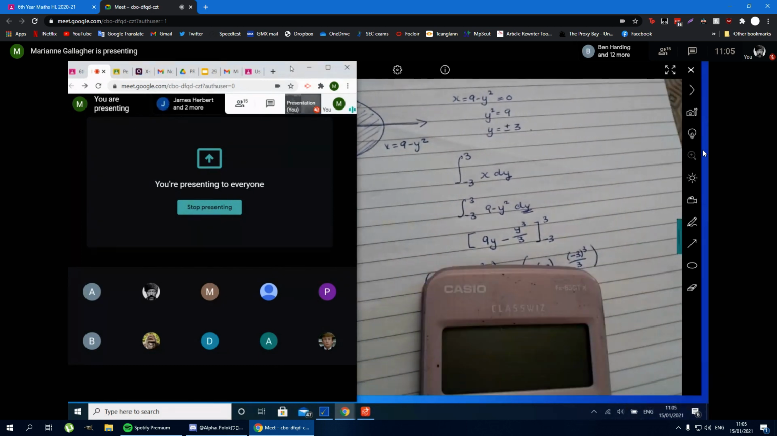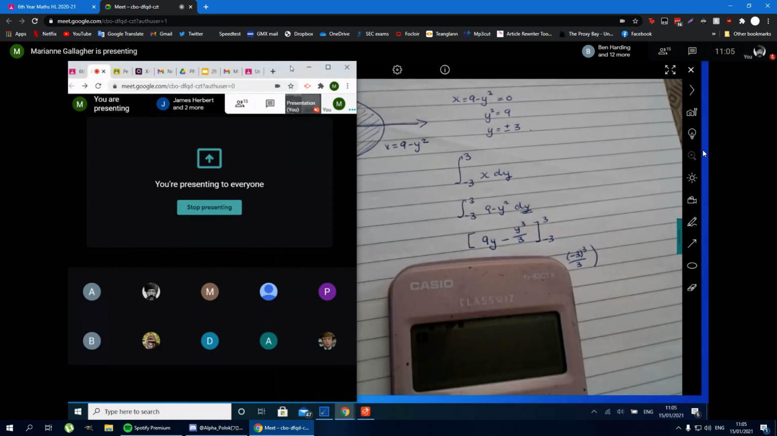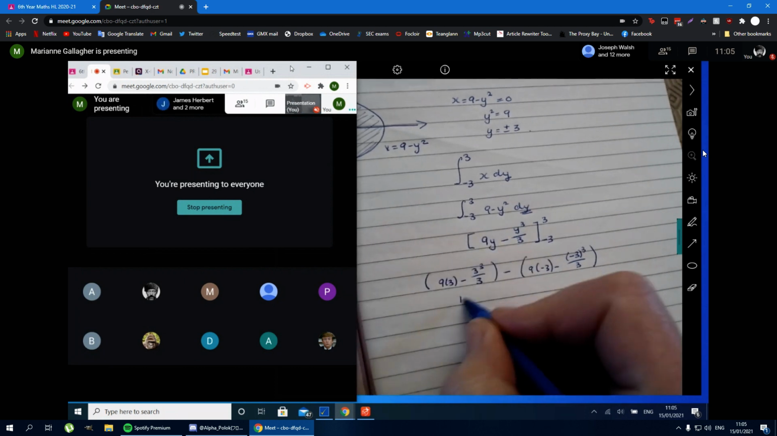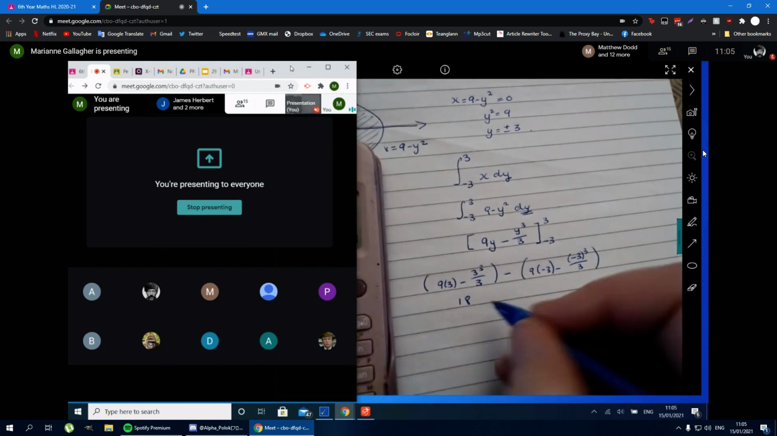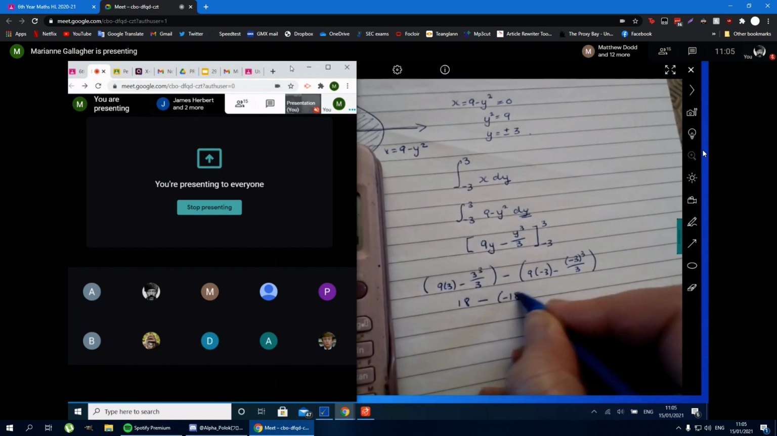So the first bracket is 9 times 3 minus 3 cubed over 3, which is 18. And the second bracket, I'm just going to go back and change these. So bracket negative 3, and change this 3 to negative 3. And that's minus 18, so it's minus negative 18.